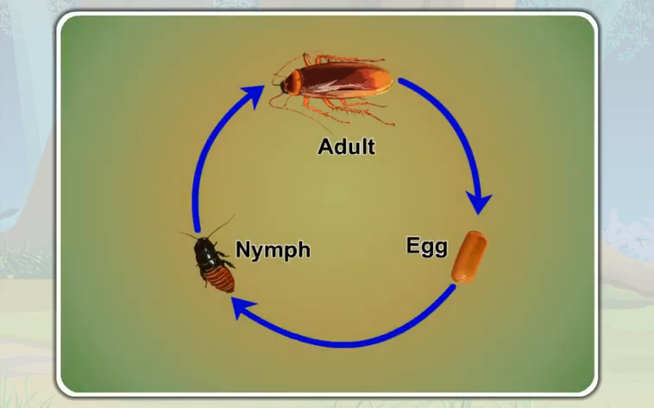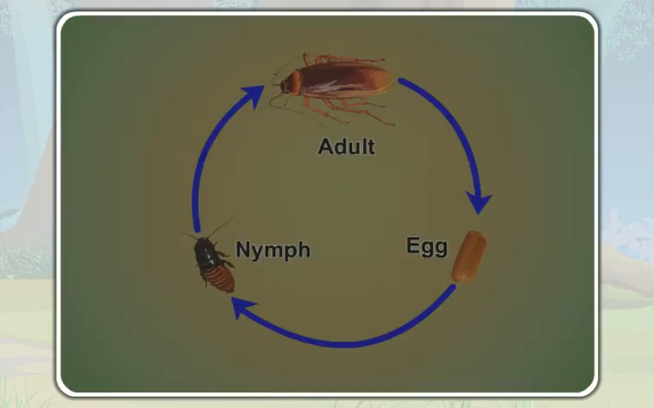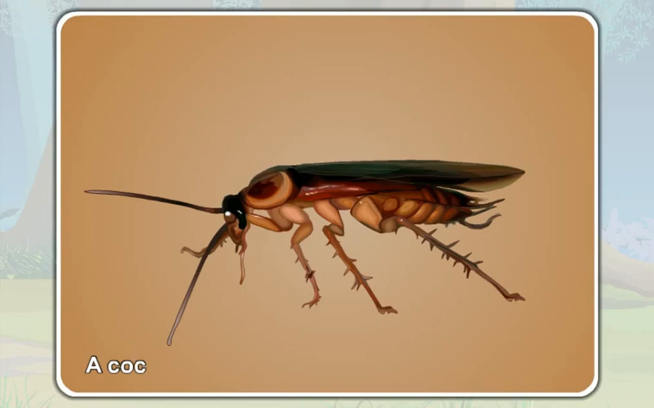A cockroach has only 3 stages in its life cycle: the egg, the nymph, and the adult. Among the three stages, the nymph and the adult stages look similar. So, a cockroach has incomplete metamorphosis.